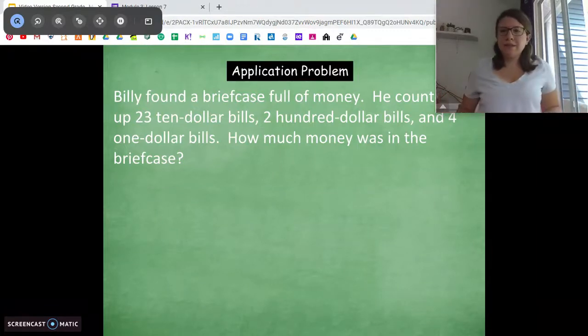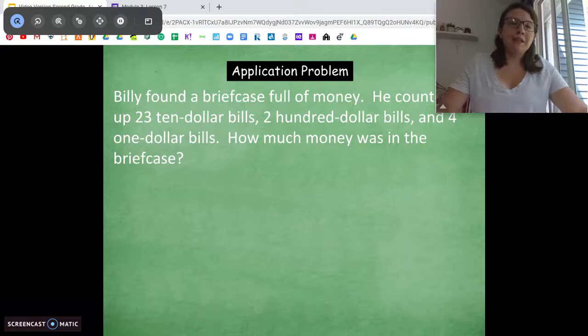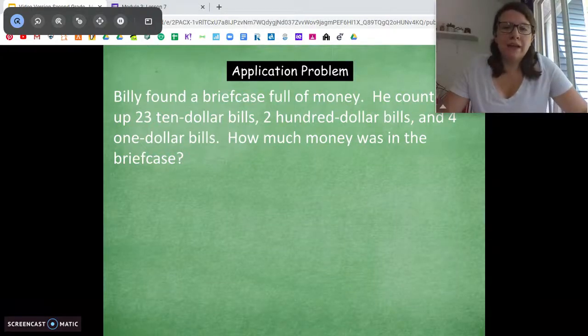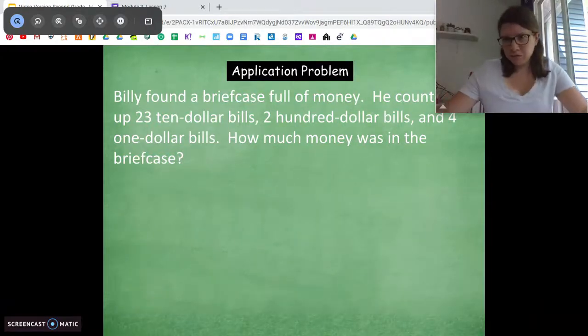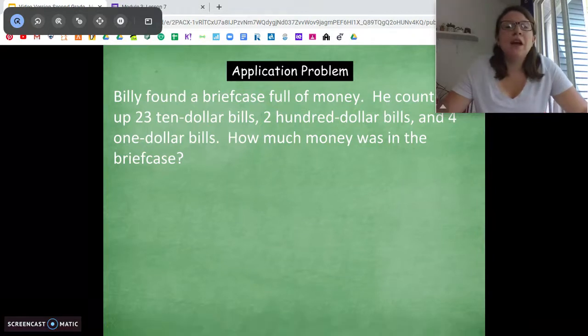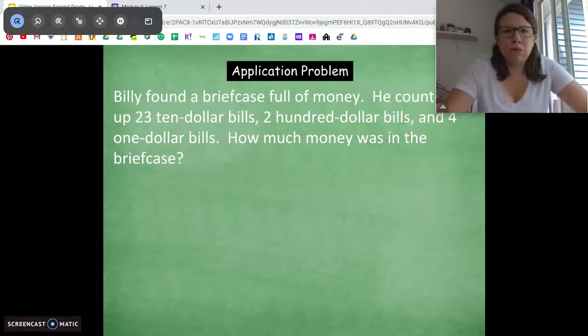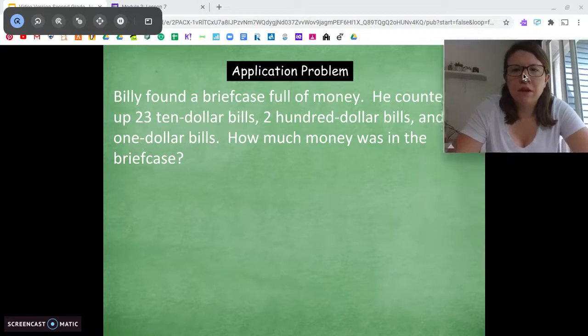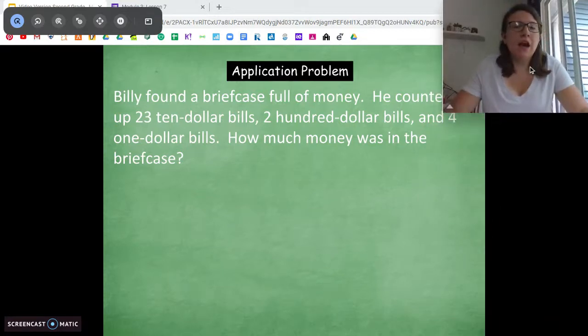All right, let's get into our application problem today. So get out your paper and pencil, and here we go. This says, Billy found a briefcase full of money. Ooh, lucky Billy. He counted up 23 $10 bills, 2 $100 bills, and 4 $1 bills. How much money was in the briefcase?